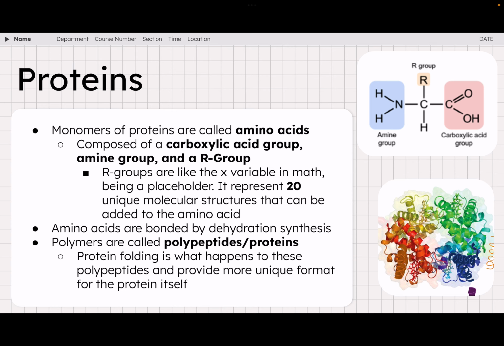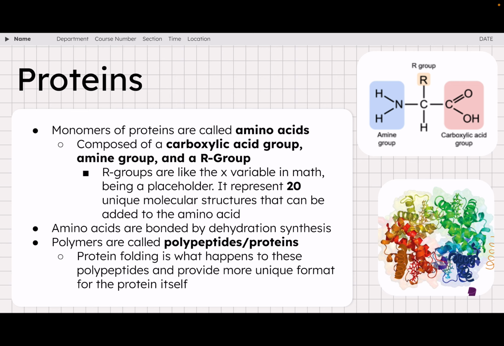This is probably the most important macromolecule and the one that we're going to go the most in depth to, right? Monomers of proteins are called amino acids. They're composed of a carboxylic acid group, amine group, and an R group. So let's look at the top diagram here. You can see there's a blue part, which is the amine group. There's a red part called the carboxylic acid group, and there's an R group, which is a variable group.